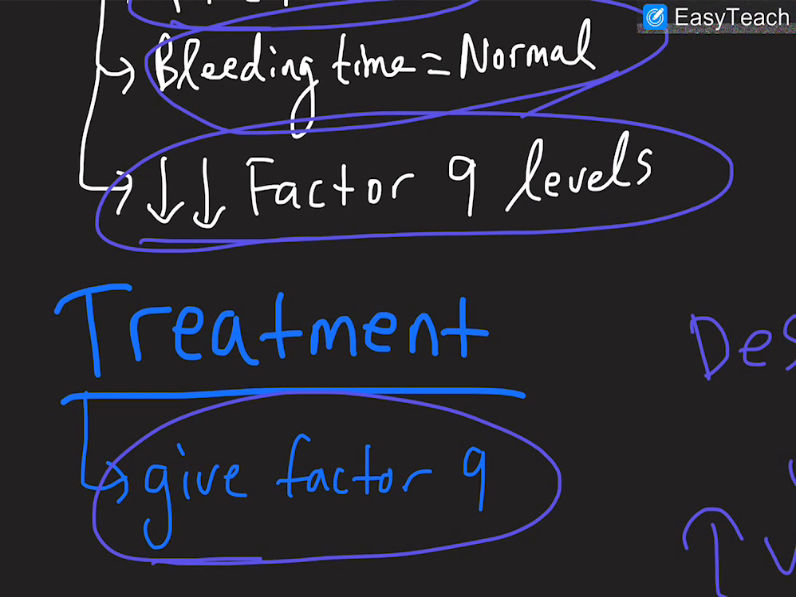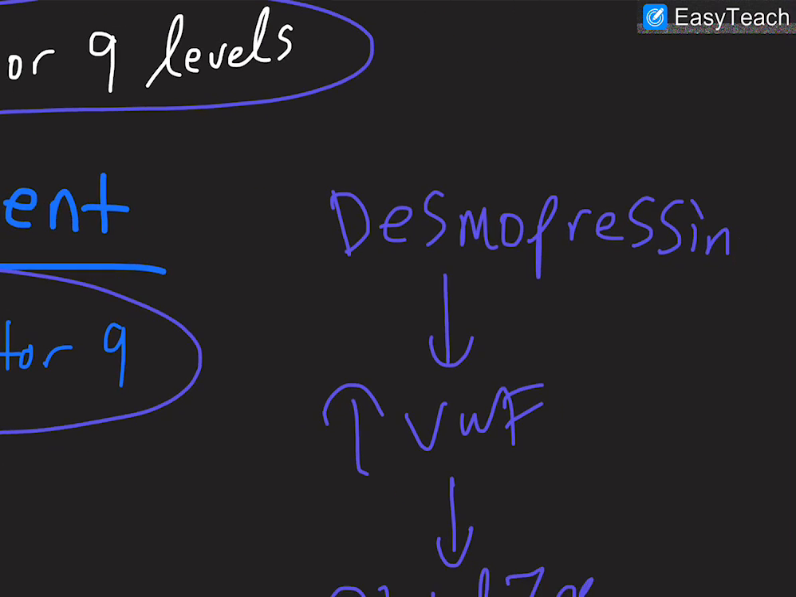You have a factor 9 deficiency. So stabilizing factor 8 won't do anything. You still will have a factor 9 deficiency even if you give desmopressin. So that's why desmopressin won't do anything, if we're comparing this to hemophilia A. So you just give recombinant factor 9. That's basically it.